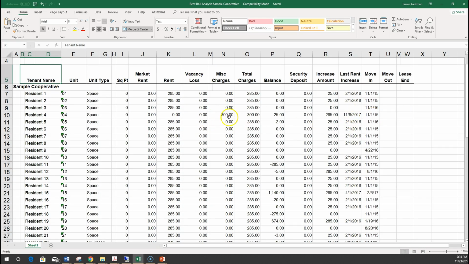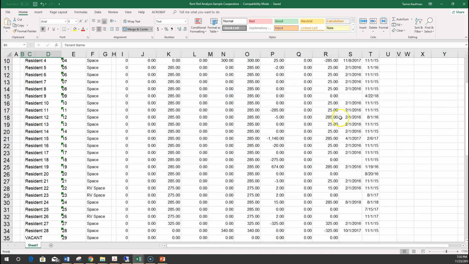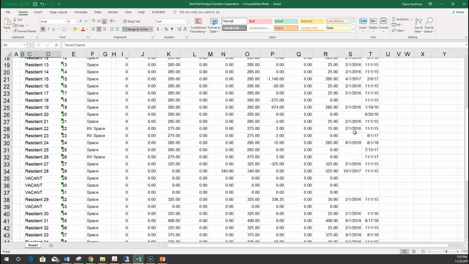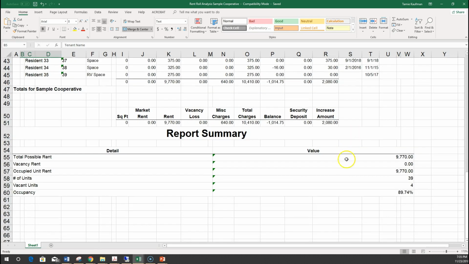This one looks like they went from non-member to member rent, from member rent to non-member rent, so this is different. Same with this one, looks like a new move-in. So that's what you look at there. And then your report summary is a little bit different. You got your same totals down here. Your total possible rents, and then your number of units, your vacancy rate, and that gives you an occupancy percentage, which is sometimes good for bankers and people that talk financial speak.